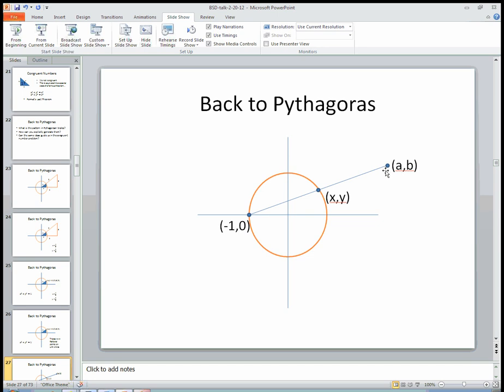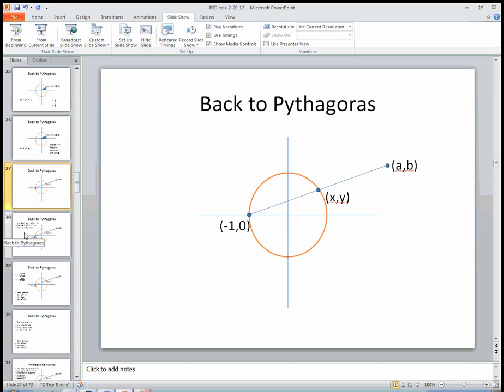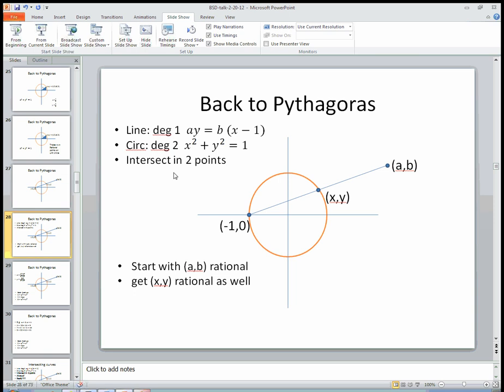In fact, what we're going to do is make sure we start out with A and B being rational numbers, or even it works if they're just integers. And the claim is that that's going to create a rational point on the circle. So I'm not going to go through the details of that, but I want to talk about some of the general ideas that are going to generalize to the congruent number problem.